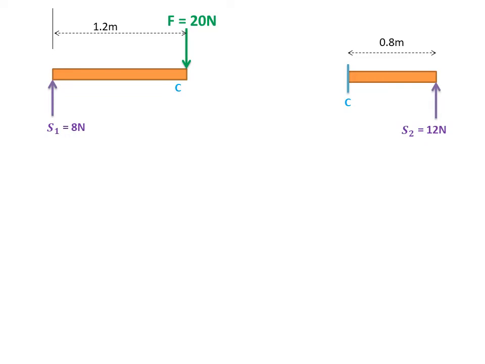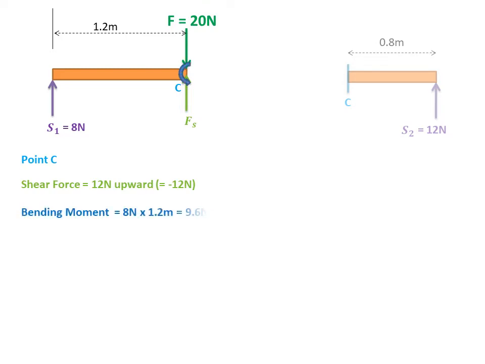Then, we try to include the load at C as well. In order to ensure the left part is in equilibrium, the shear force should be 12 Newton, pointing upward. That can be treated as negative 12 Newton if we take downward being positive. By taking moment about C, the bending moment is still 9.6 Newton-meter.